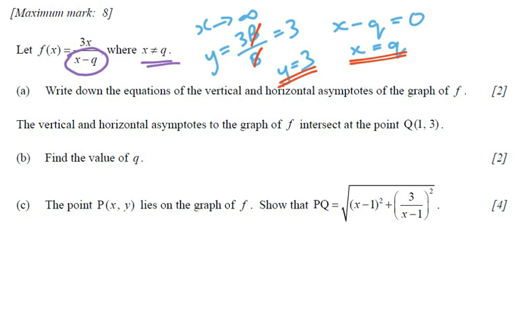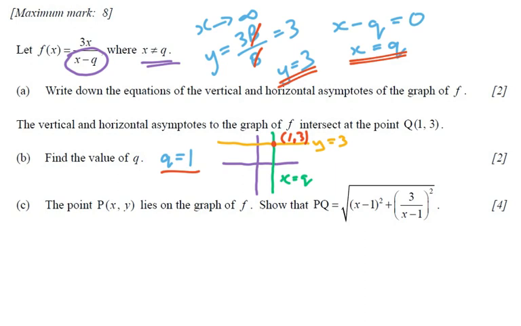Part B, find the value of q. So let's look at the information we've been given. We know the asymptotes intersect at the point (1, 3). So I tried to sketch that out there. The yellow line there is the line y equals 3. And if the vertical asymptote, x equals q, is intersecting at the point (1, 3), well, we know what the x value must be then. It's got to be 1. So q has to be 1.